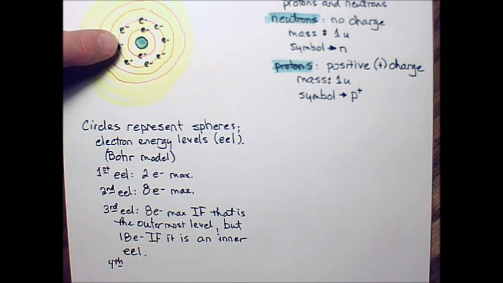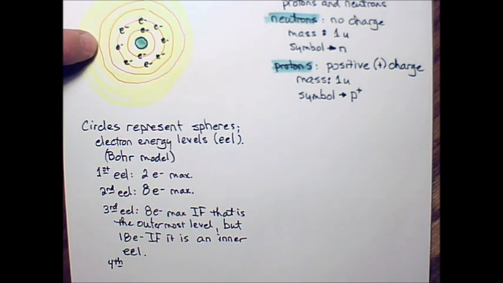Well, this is 1, 2, 3. Get up to 4 now. Actually, there are 7 of them. So why not just keep the third one 8 and then just do the fourth level 18? Because that's not the way they actually work. That's the way you learned it in physical science.